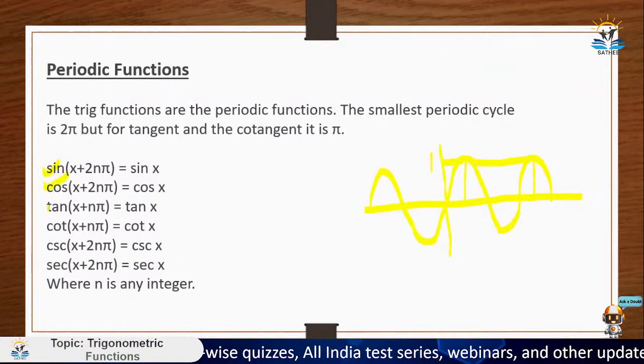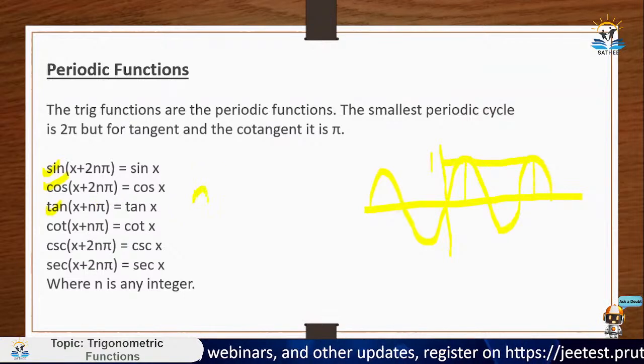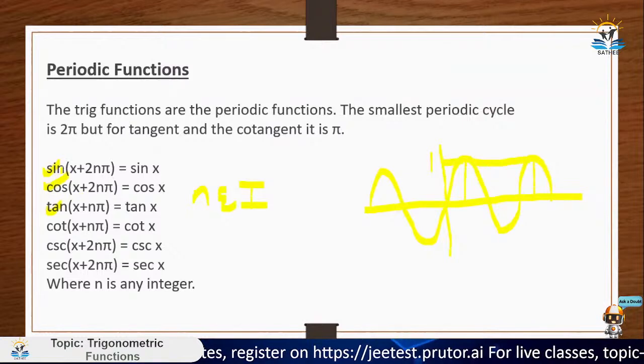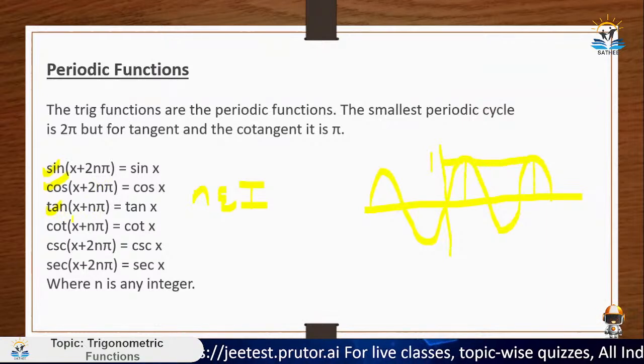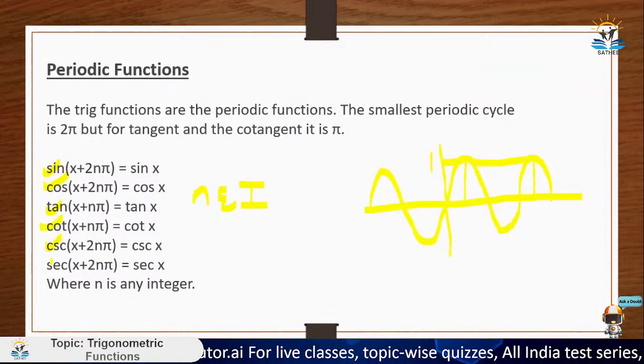Similar with cos, but for tan it is only n pi. That is, after every pi, tan will repeat its value. N can be anything, but just take it to be an integer. Here n belongs to integers. Okay, so please learn it. Sine's value repeats after every 2 pi, cos value repeats after every 2 pi, tan value repeats after pi, cot value after pi, cosec again 2 pi, and sec after every 2 pi.